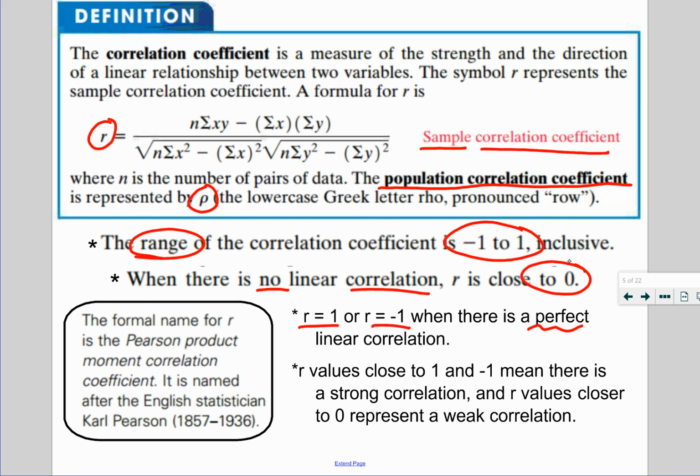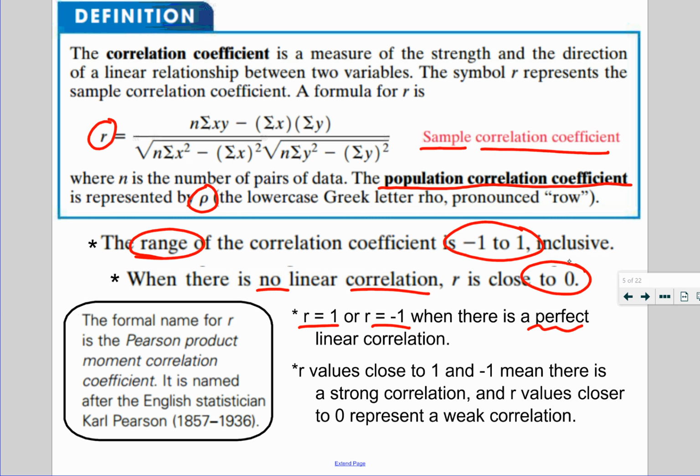The difference between strong and weak can be debated depending on what book you read. What I like to say is 0.7 is going to be our magic number. If you have 0.7 or higher, we consider it a strong correlation. So 0.7, 0.8, 0.9, 1, those are strong correlations, or negatives. -0.7, -0.8, -0.9, those are strong negative correlations. Anything between -0.7 and +0.7 we consider to be a weak correlation.